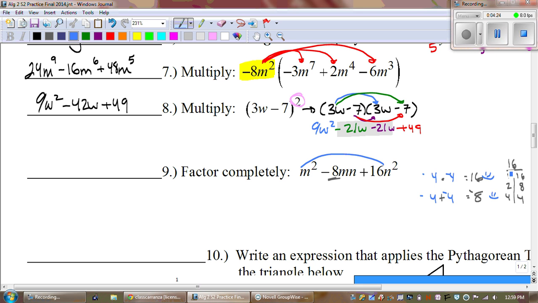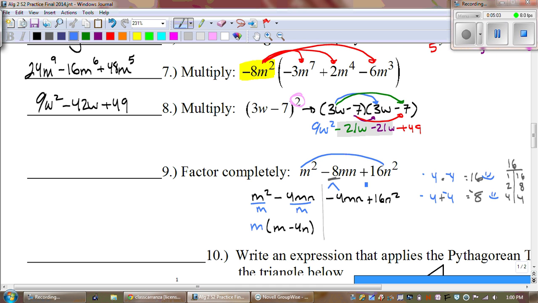Okay, now we can do this two separate ways. We can go straight to our answer, but I'm going to show you splitting the middle term. Okay, but we get m squared minus 4mn minus 4mn plus 16n squared. So what's the GCF of the first group? Yeah, the only thing that they both have in common is an m. And then we're left with m minus 4n.